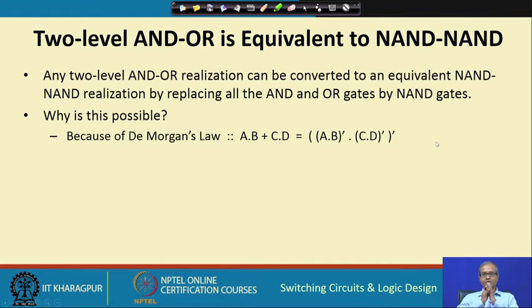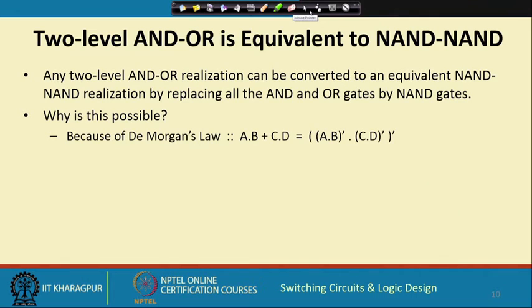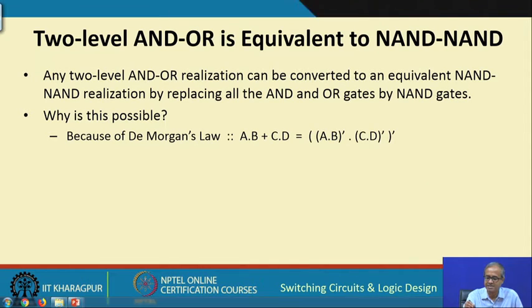Now, let us look at some interesting observations. When you design a circuit, sometimes we need to transform a circuit from one form to another, to change the kind of gates that you have. So, let us look at some of the very common transformations that we carry out. The first observation that we make is very important. It says that a 2-level AND OR circuit is equivalent to a 2-level NAND circuit.